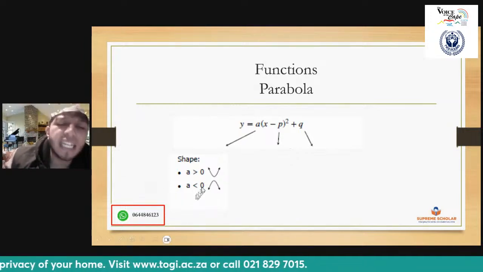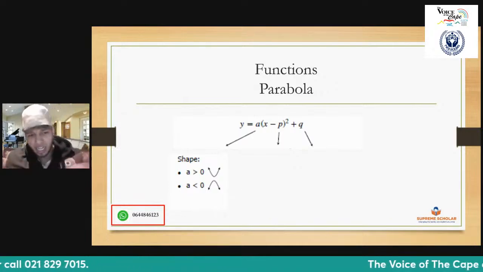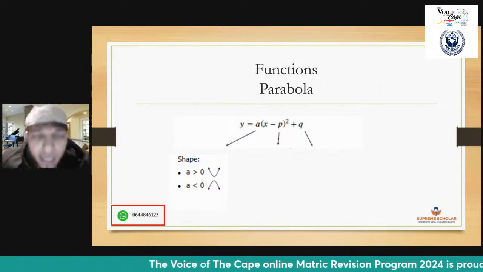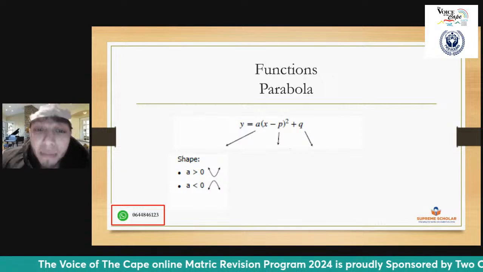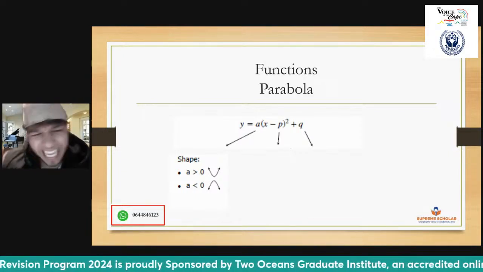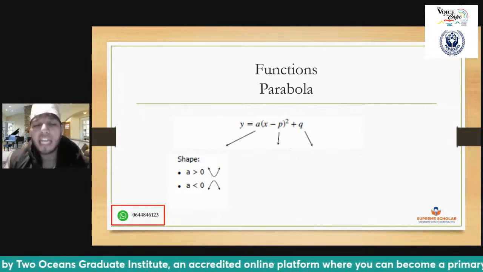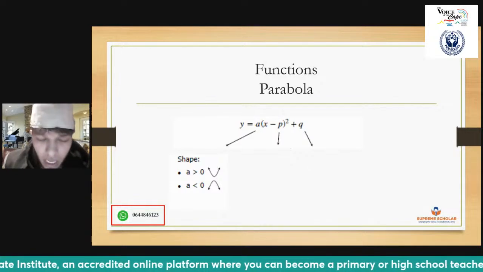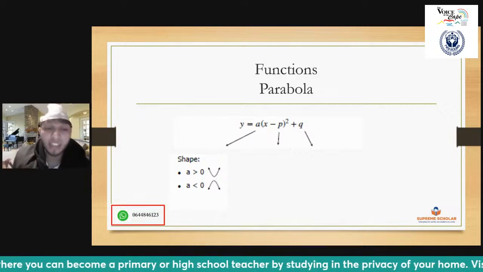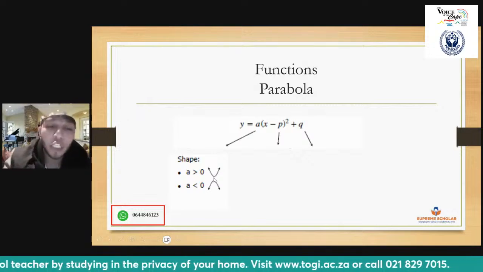Now, if the a value is less than 0, the parabola behaves in the opposite direction, and they usually label it as a sad face. So that is the way the parabola behaves when the a value is less than 0. Now, when the a value is greater than 0, the graph experiences a minimum. And when the a value is less than 0, the graph experiences a maximum.